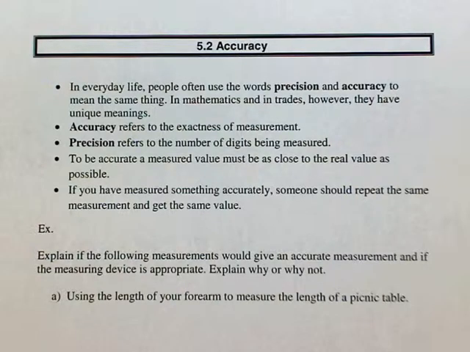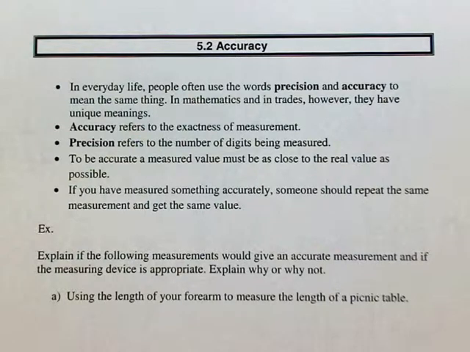Precision refers to the number of digits being measured. So this is talking about the device being used. Does this device measure to centimeters, to meters, to millimeters? So accuracy is about performing the measurement. Precision is about the device being used. We'll talk about precision in a future lesson. To be accurate, a measured value must be as close to the real value as possible. If you have measured something accurately, someone should repeat the same measurement and get the same value.